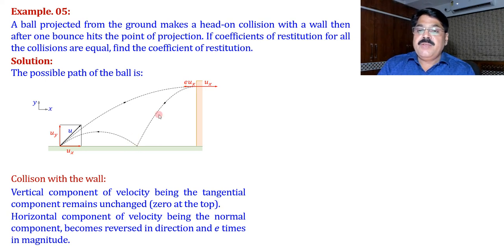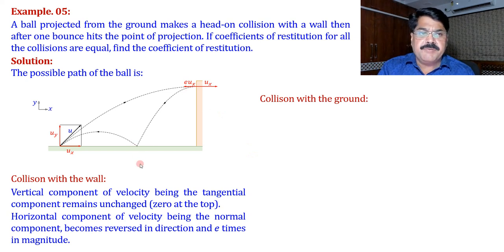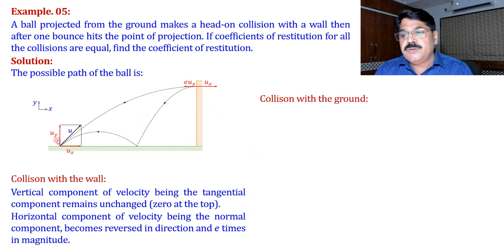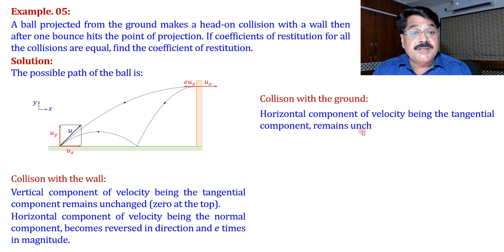And again, we know that earlier the vertical component of velocity was 0. So when the ball lands here, the vertical component will be uy, but in the downward direction. Collision with the ground. So when the ball is about to collide with the ground, or immediately before the collision with the ground, we know both components of velocity. The horizontal component is towards left, it is ux, and the vertical component is downward, that is uy. The horizontal component of velocity, being the tangential component for the collision with the ground, remains unchanged. So here this component will remain unchanged after the collision.